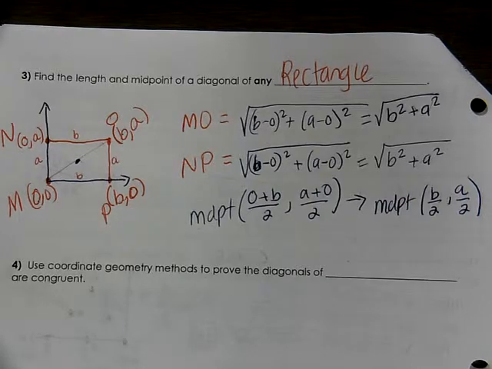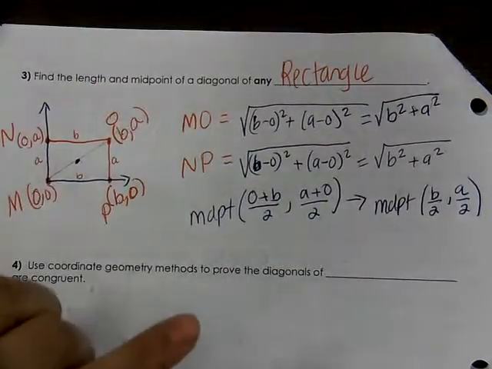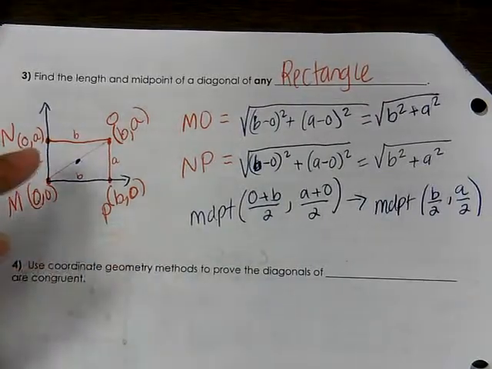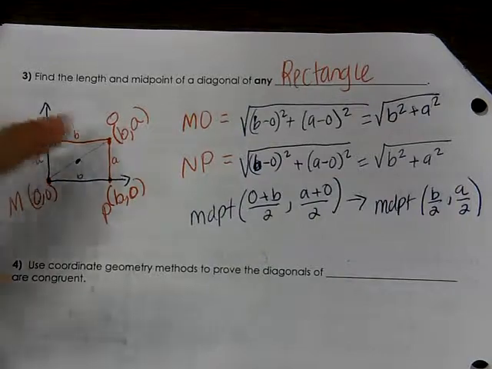Right, so that was for a rectangle. We found the distances using the distance formula. We found the midpoint using the midpoint formula. And you just want to make sure that you draw your diagram first and you can pick your letters.